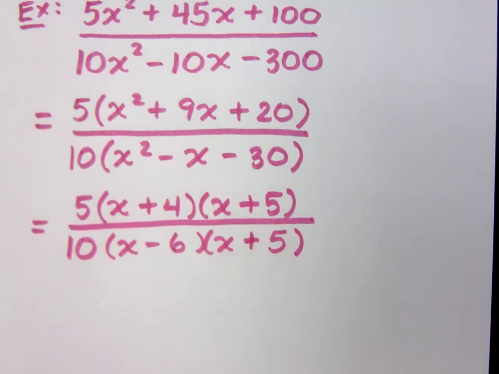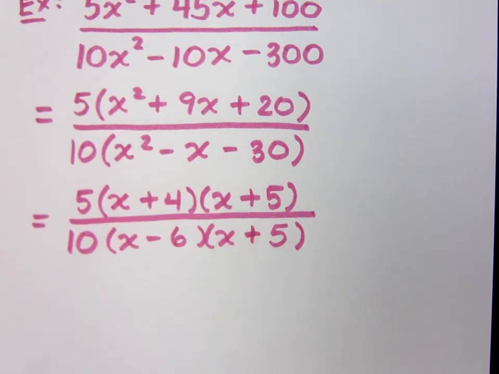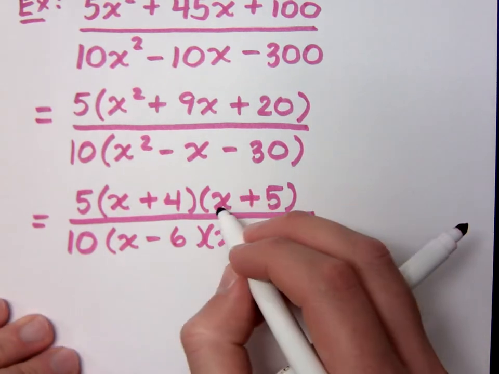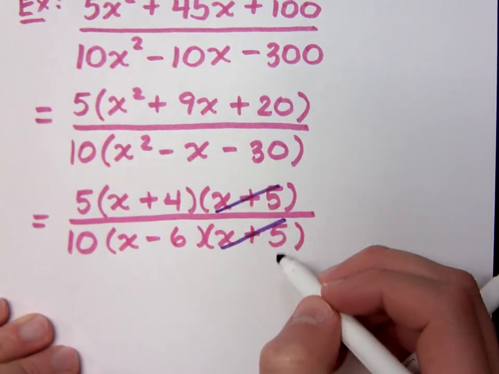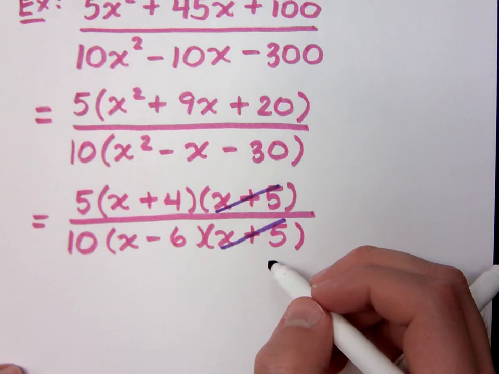Now, do I see anything that gets to simplify away? The x plus 5 is in common. Hooray! What else?